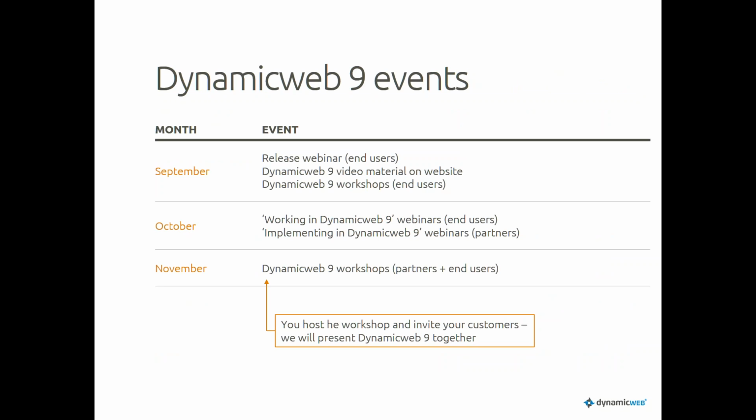And we have some Dynamicweb 9 events. September is primarily webinars, and in October we are coming with a lot of working in Dynamicweb 9 webinars for end users, but also implementing and developing on Dynamicweb 9 for partners and developers and so on. And during November we will also get some workshops up and running where we go with partners and their customers. So just invite your customers and we'll present Dynamicweb 9 and take care of all the practical stuff. You can just talk to your partner account manager about this one if you are interested in hosting one of these seminars, and we'll be right on it.